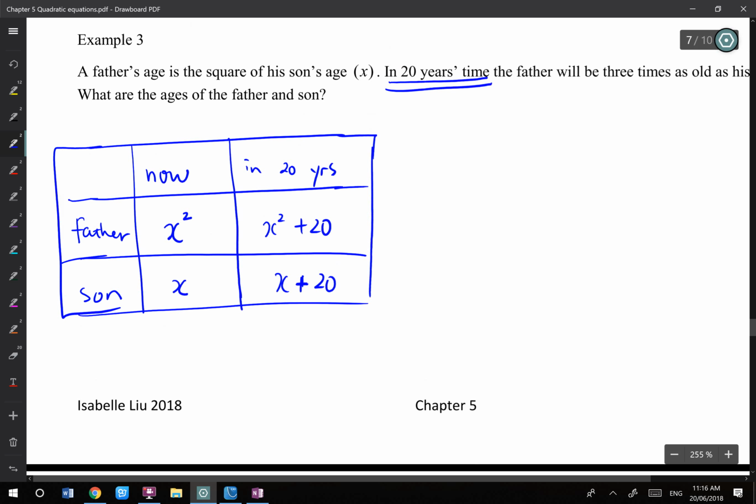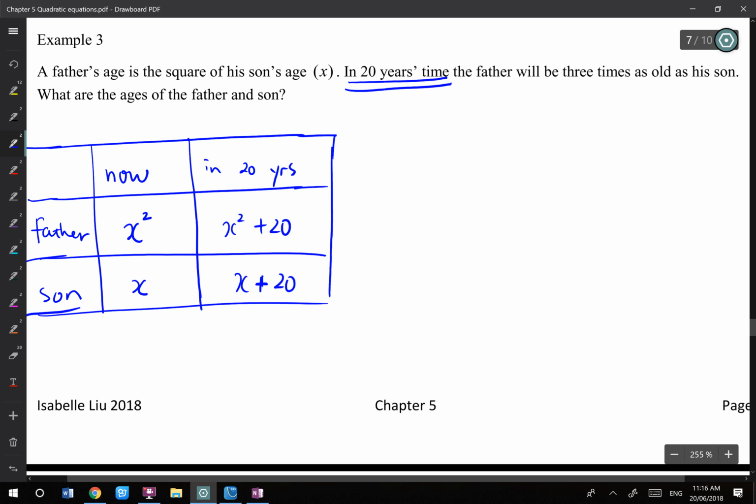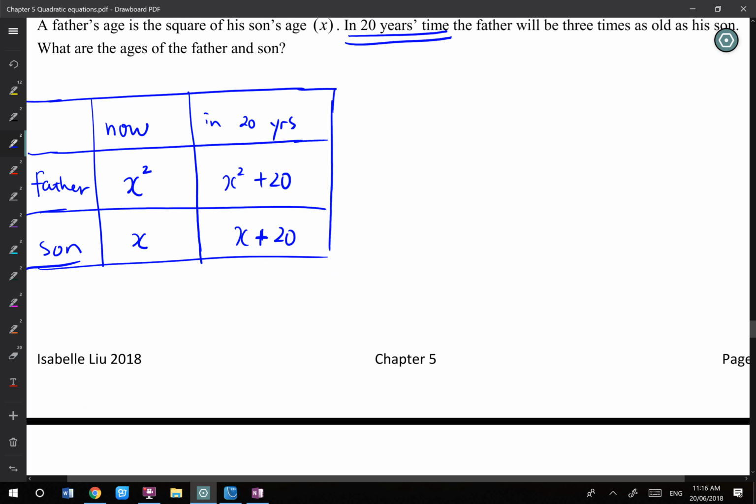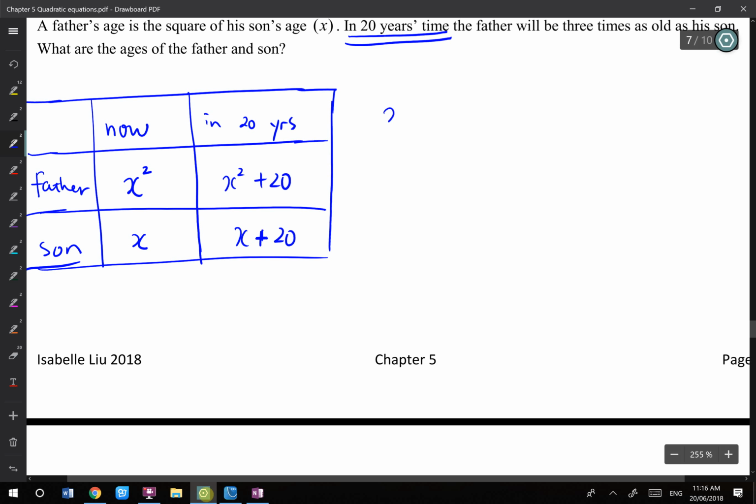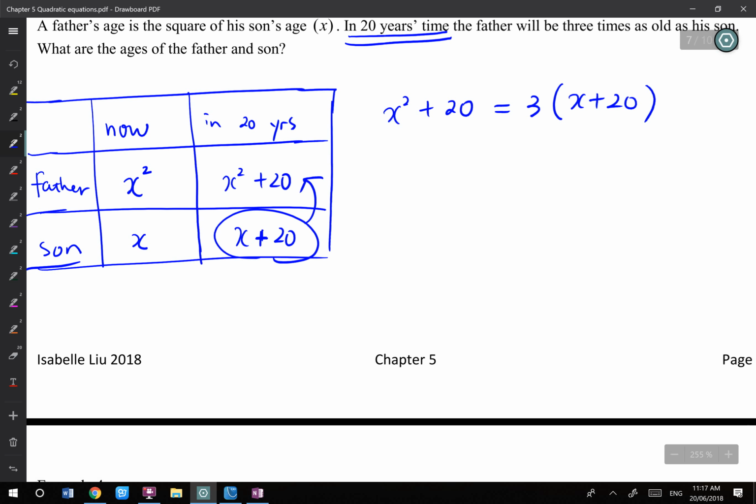And then you keep reading. The father will be 3 times as old as his son. So what equation or what relationship can you set up for me? X squared plus 20 equals 3 times bracket x plus 20. Okay, bracket x plus 20. So 3 lots of that will give you the father's age. So that's the relationship you need to set up.